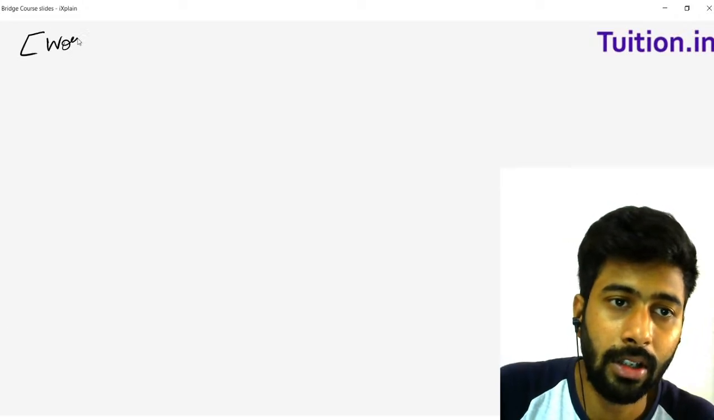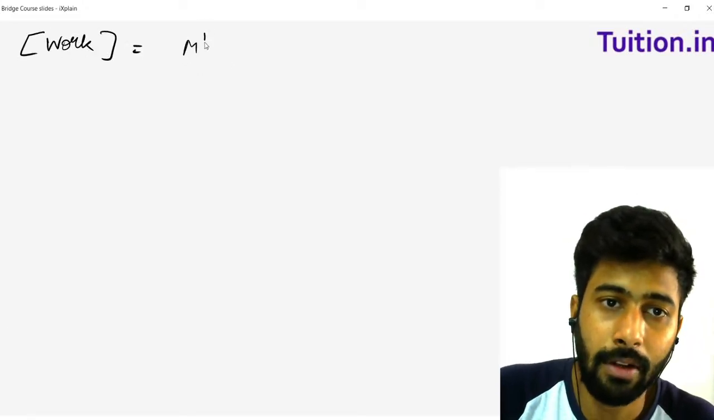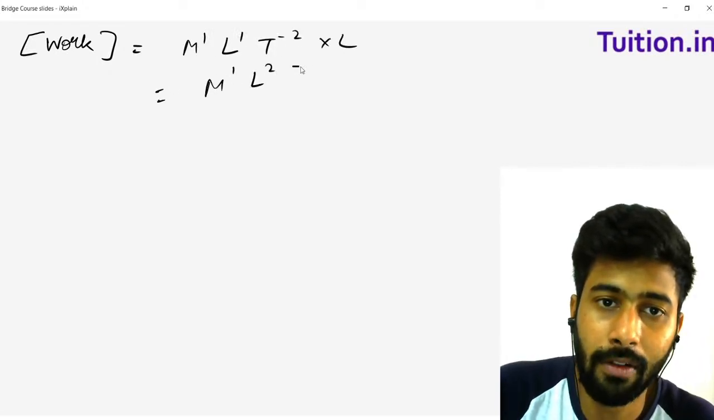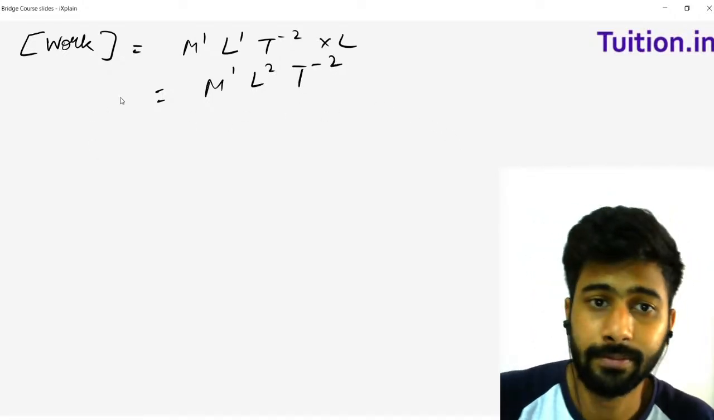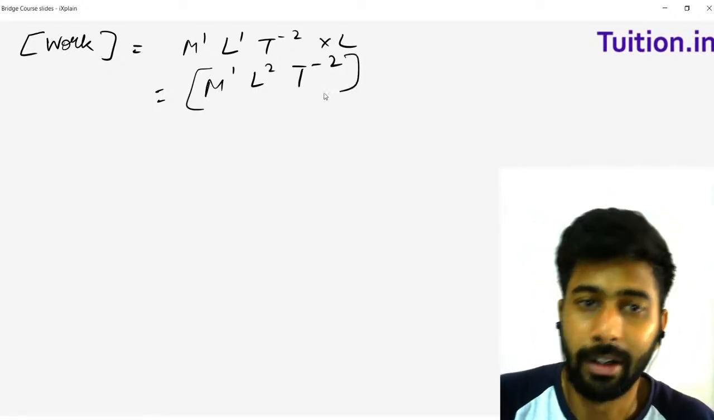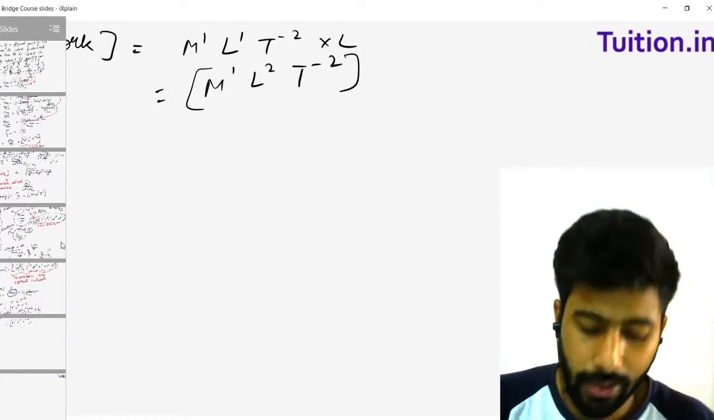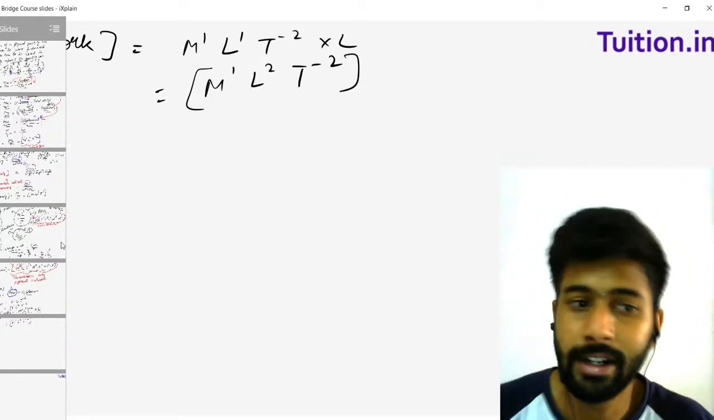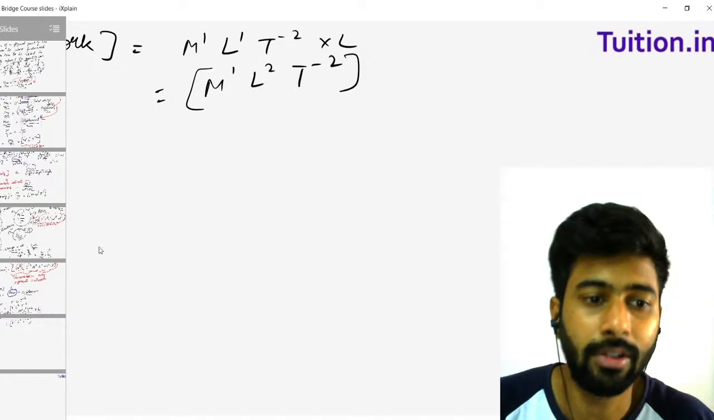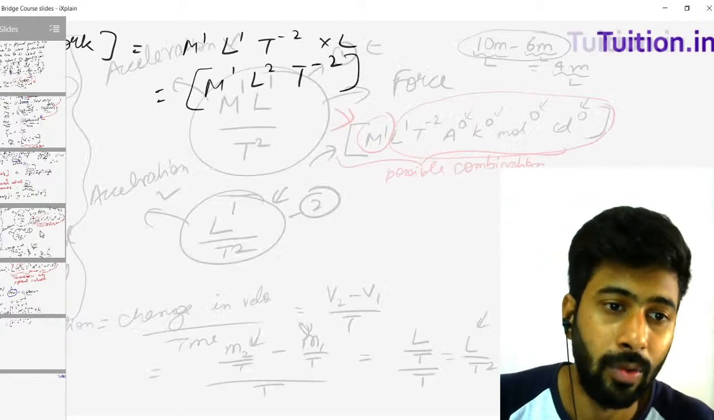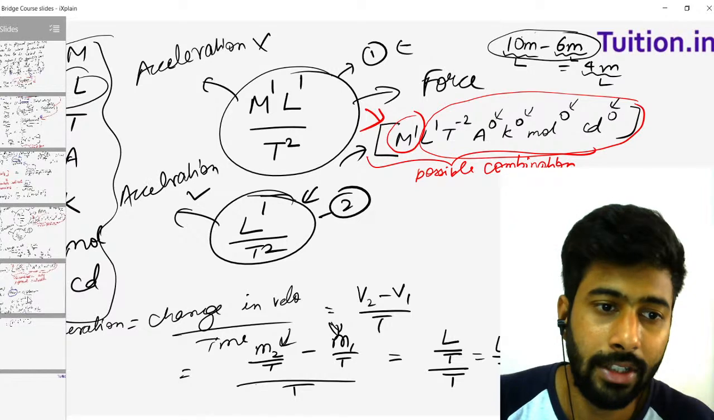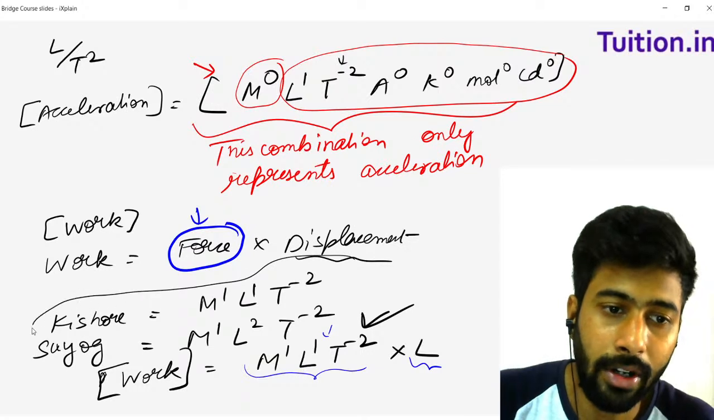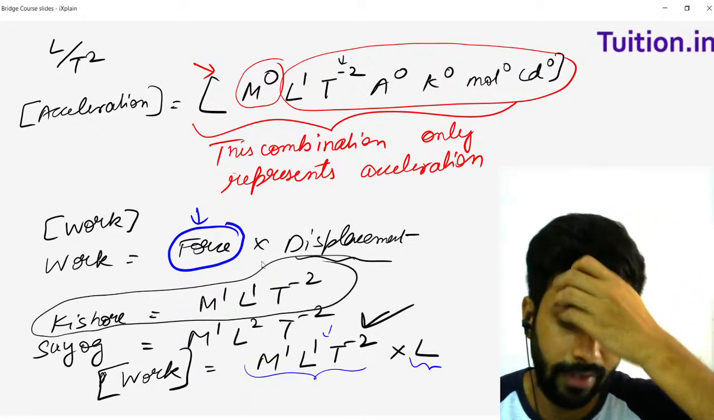So work is nothing but mass power 1, L power 1, T power minus 2 into L, which is nothing but mass power 1, L power 2, T power minus 2. Correct? So these are the dimensions of work. Do you see? You need to know the formulas. Unless you know the formulas, you can't break it down all the way to fundamental physical quantities to get the dimension. So who was right out of these two folks? Suyog is right. I hope you learned and were able to figure out the mistake you made.